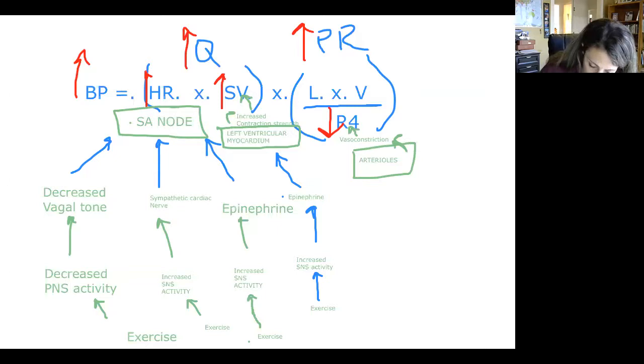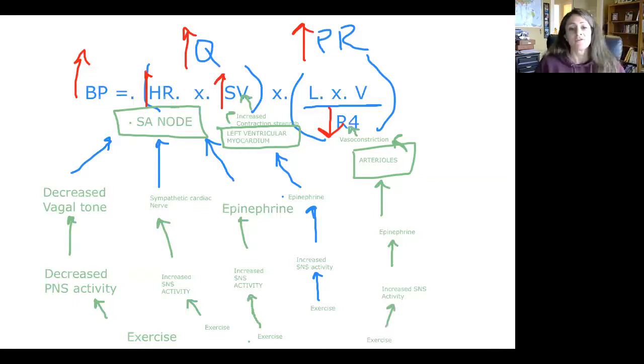What do you think is going to act on the arterioles to make them vasoconstrict? Take a guess. Epinephrine is involved in almost everything related to exercise. Okay, that epinephrine is released as part of increased sympathetic nervous system activity, increased SNS activity as triggered by exercise.